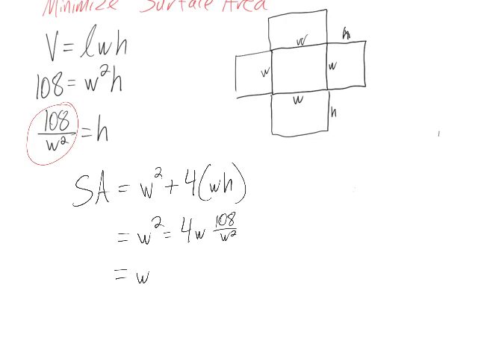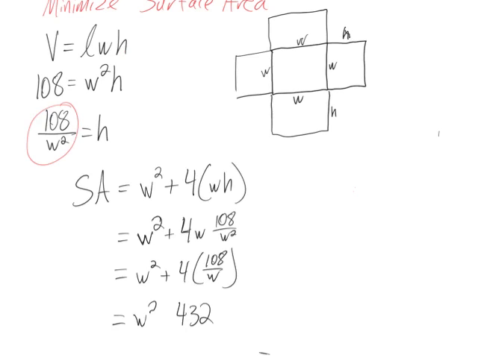Whoops. I just noticed I goofed up right here. That's supposed to be a plus. So W squared plus 4 times 108 over just a W. Okay, then we can multiply the 4 times the 108. That gives me 432. I don't know why I keep writing an equal sign instead of a plus. I'm sorry. I don't know where I'm getting that from.